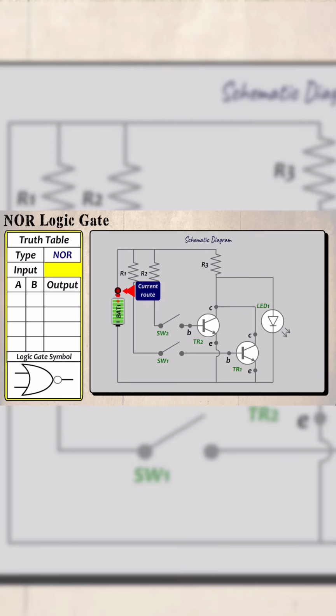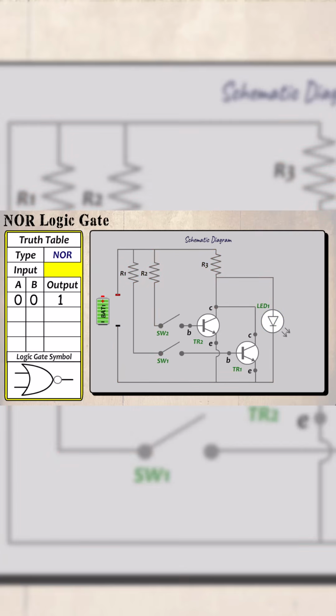First we connect the battery and current flows through R1 to SW1, which is switched off. It also travels through R2 to SW2, which is also switched off. Then to the collector of TR2 and TR1. Through R3, since both these transistors are off, current flows through the LED and a complete circuit is made and the LED turns on. Therefore, when the input is 0 and 0, the output is 1.